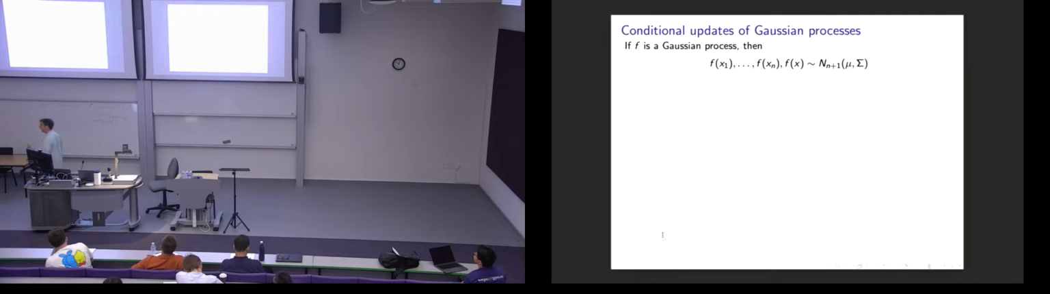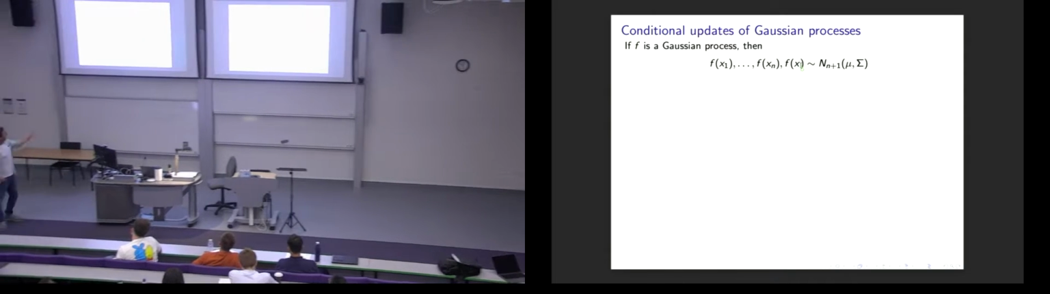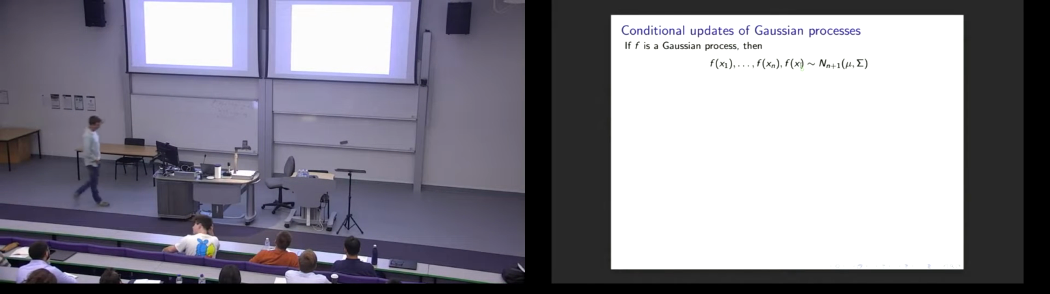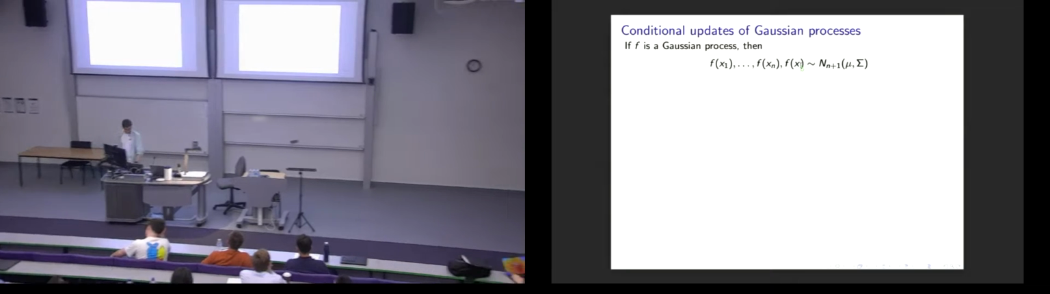So how does this translate to Gaussian processes? Well, remember what we said for Gaussian processes. If we have a finite number of points from our process, so let's suppose we're interested in the Gaussian process x1, x2, up to xn, and x, then we know that that has a multivariate Gaussian distribution, n plus 1 dimensions, with some mean vector mu, some covariance matrix sigma.